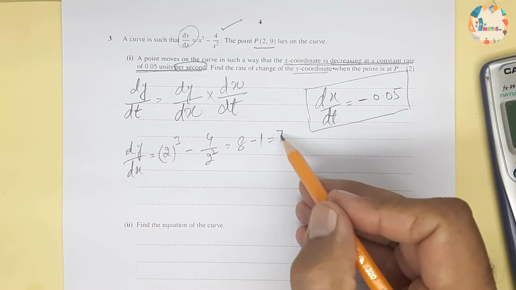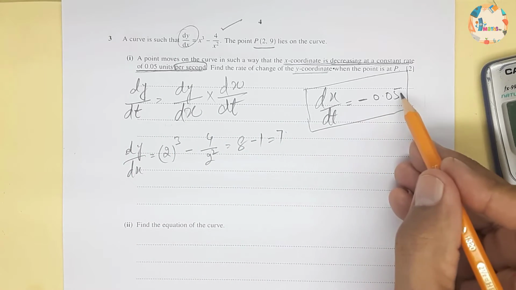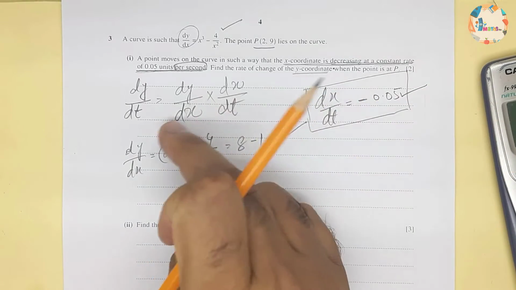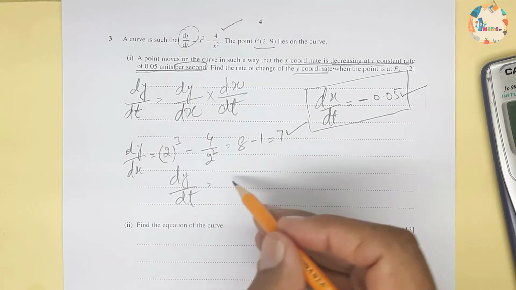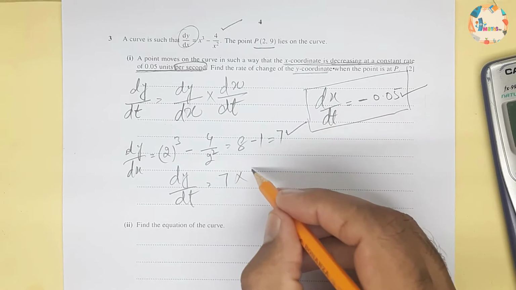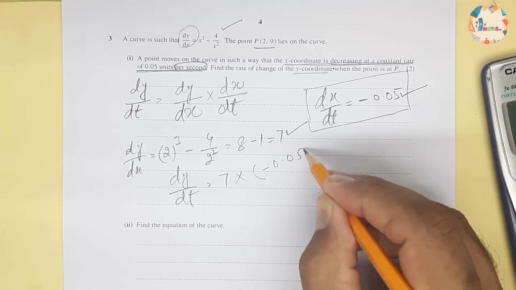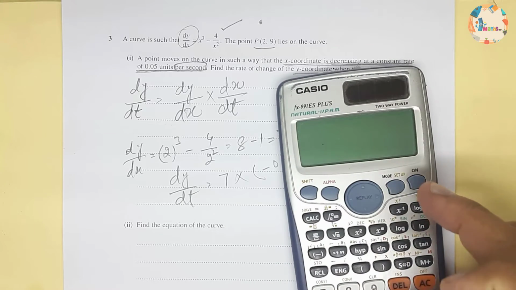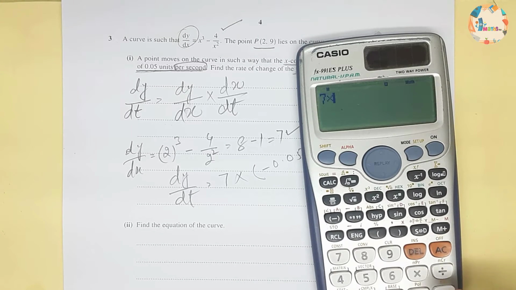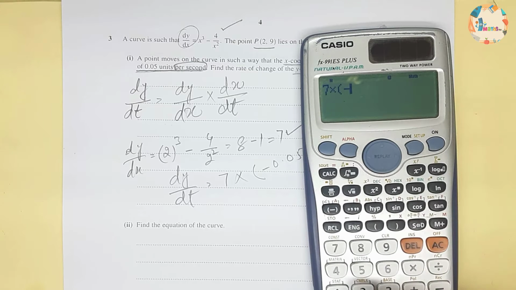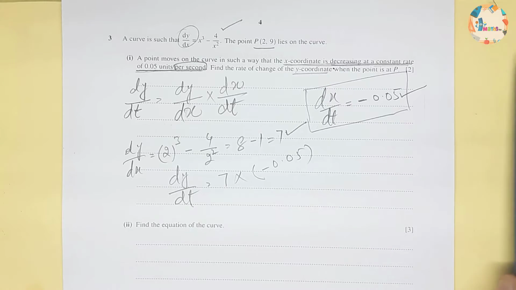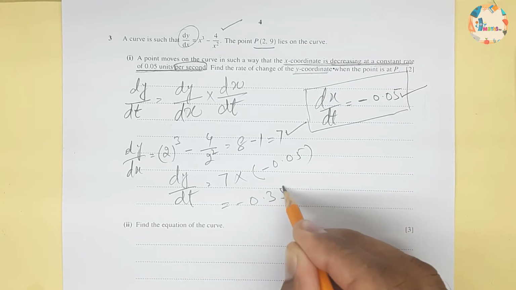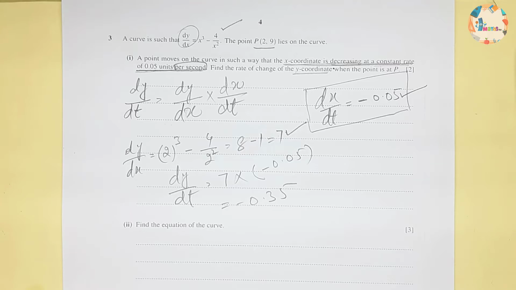So dy by dx is equal to 7, and dx by dt is equal to minus 0.05. So these two values we will be replacing in this equation. So we'll get dy over dt is equal to dy by dx, which is 7, multiplied by dx by dt, which is minus 0.05. If we multiply these two values, 7 multiplied by minus 0.05, this will result in minus 0.35. This will be our answer to part A.